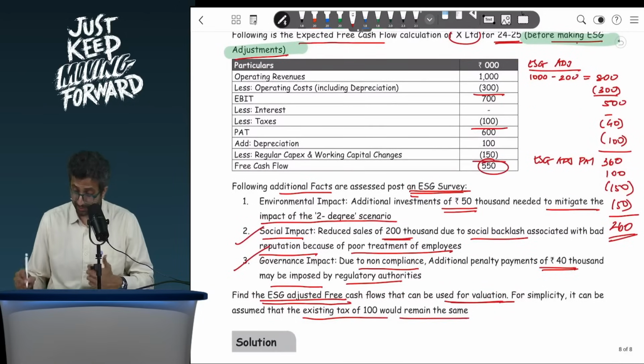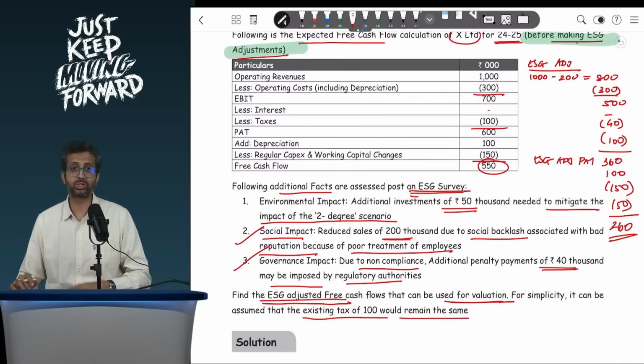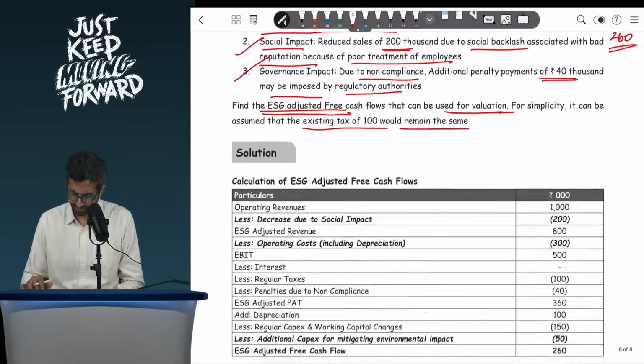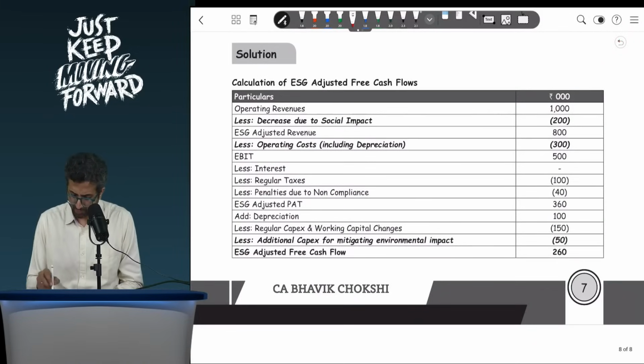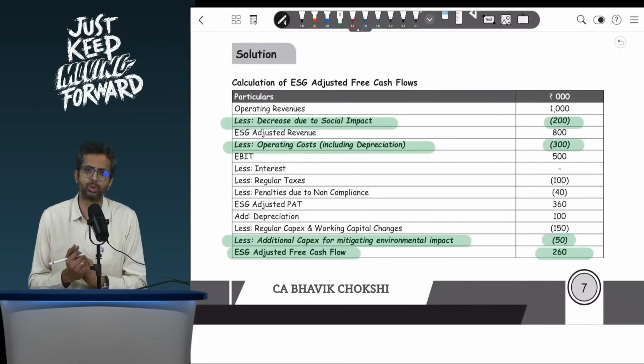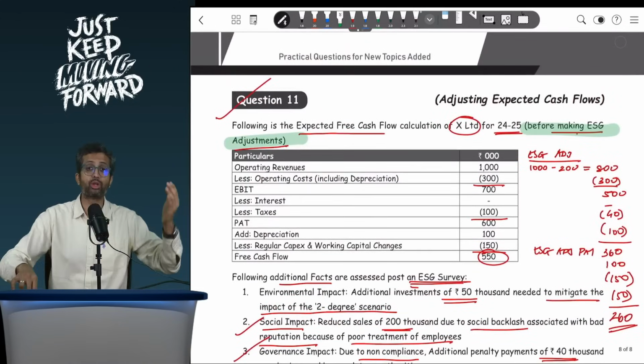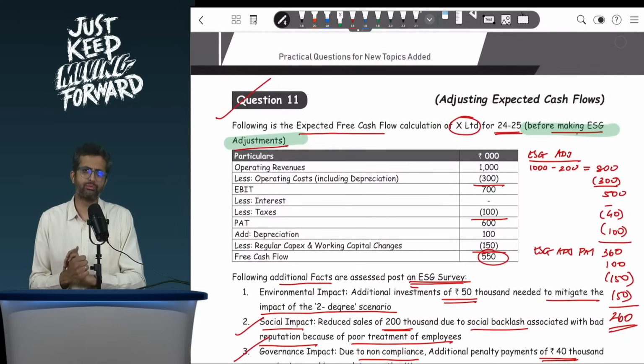Instead of using 550, considering ESG impact, you will only have, let us say, 260 for the cash flows for the purpose of valuation. So over here, if you see the working, I have highlighted or made it in bold the ESG impact. So these are the three items where we have adjusted the ESG impact, and consequent to that, your ESG adjusted free cash flow is 260, which will be used for the purpose of valuation. So this kind of takes care of the adjustment of ESG when we have to do valuation.